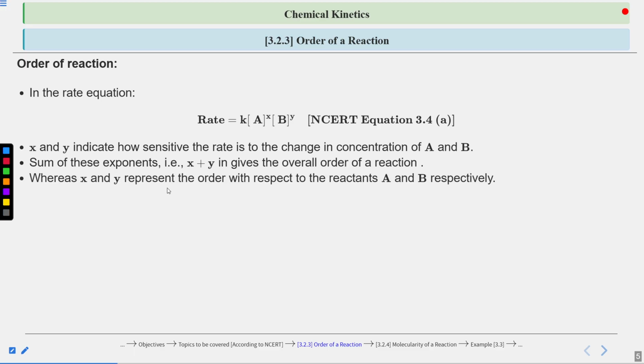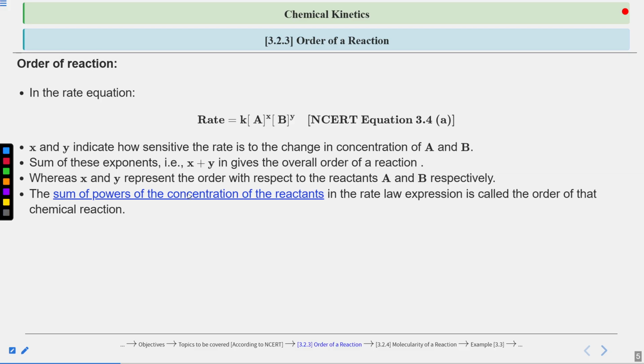So x and y represent the order with respect to the reactants A and B respectively, whereas x plus y represents the overall order of the reaction. x and y individually represent the order with respect to A and B. That means x is the order with respect to reactant A, and y is the order with respect to reactant B.